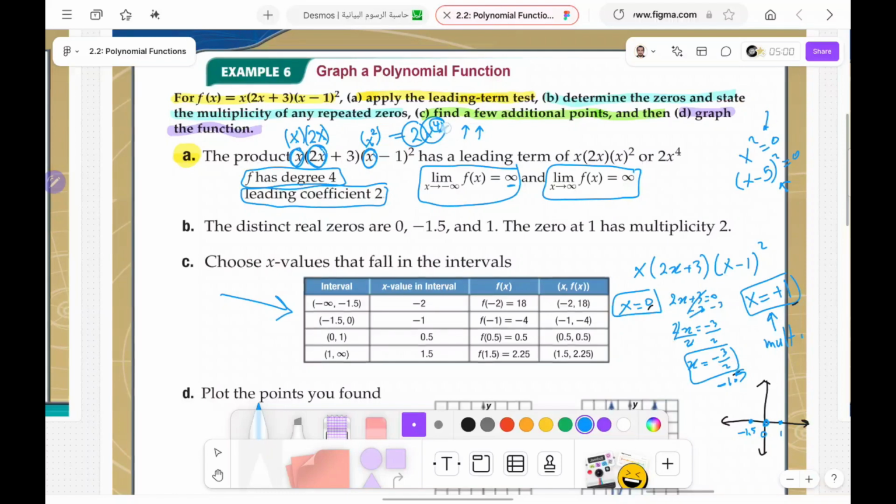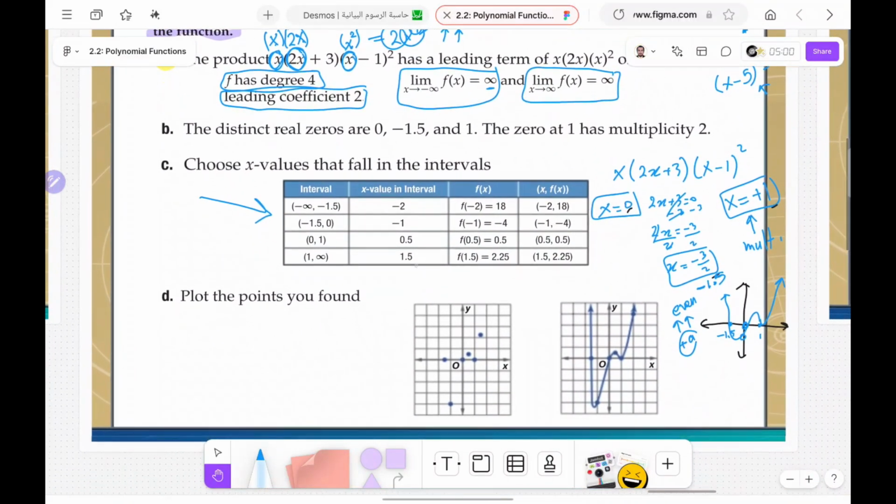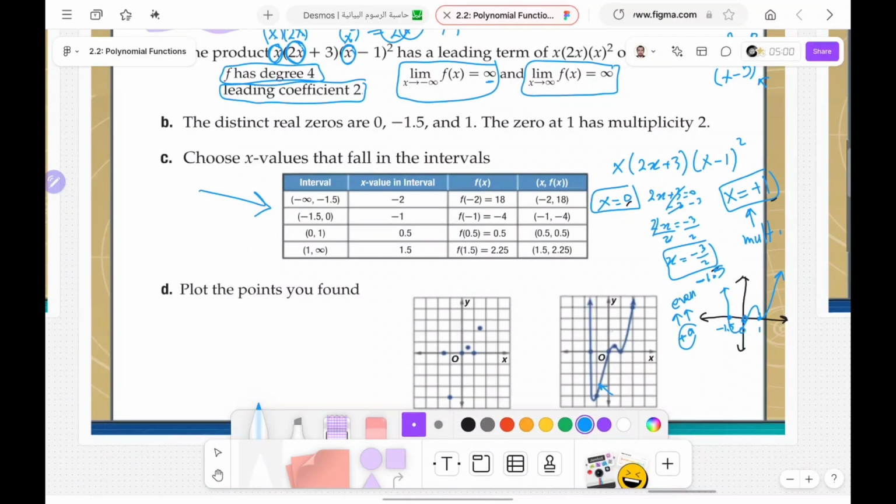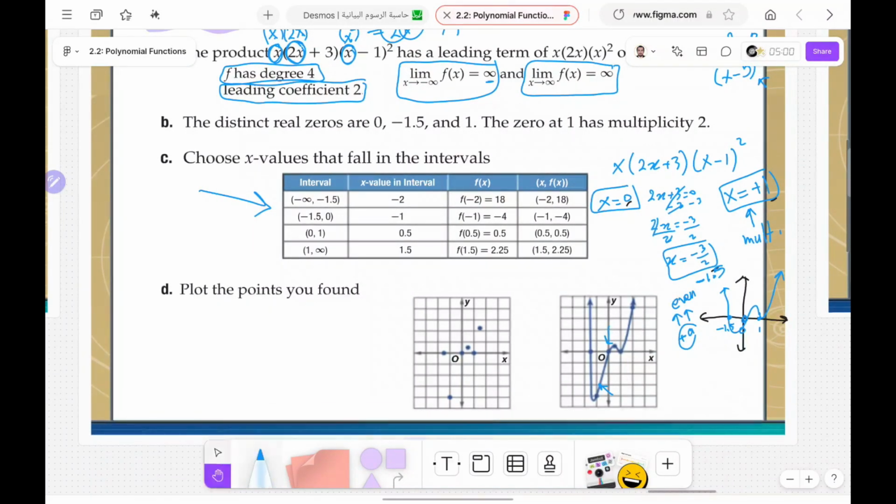The power of the function is even, so it starts up and ends up. The leading coefficient is also positive. So we start up, go through the first point and the second point. And at one, should I go through it? No, because one has a multiplicity. So at one I have to make a turning point and go up like this. This is what you can see in number D. Is it the same graph? Yes, it's the same graph. I will not ask you how much you go down or how much you go up. It doesn't matter for me.